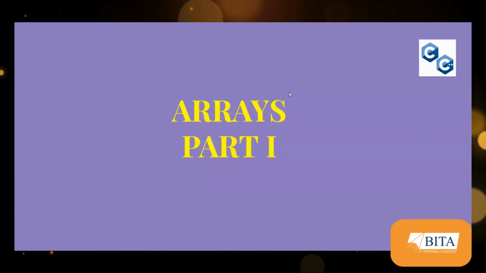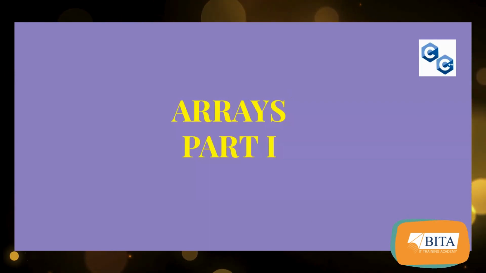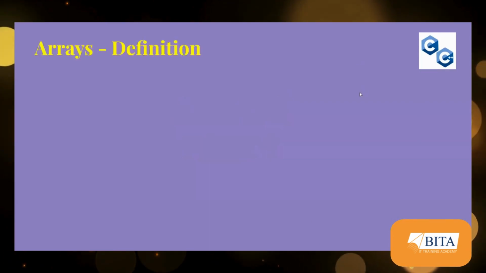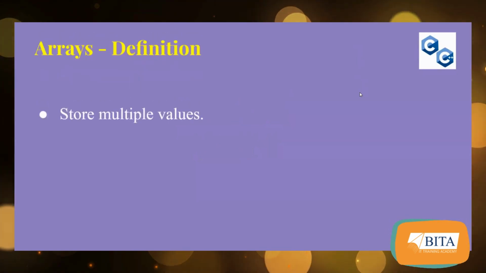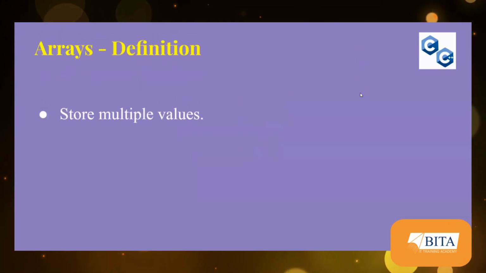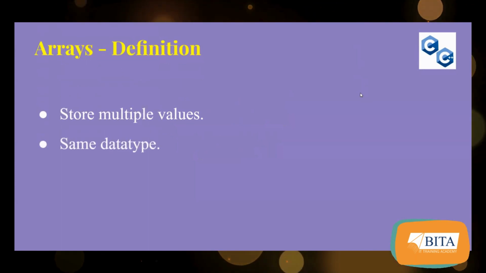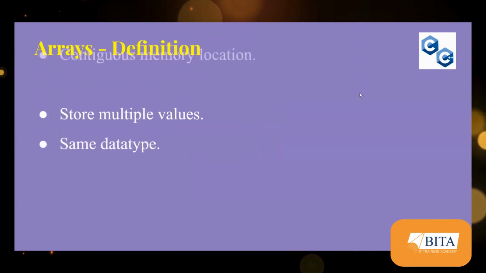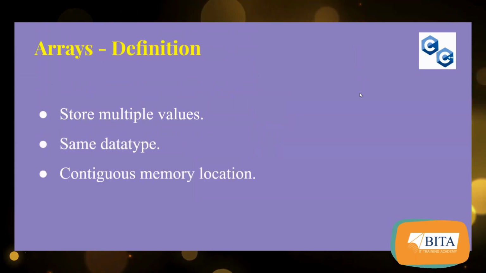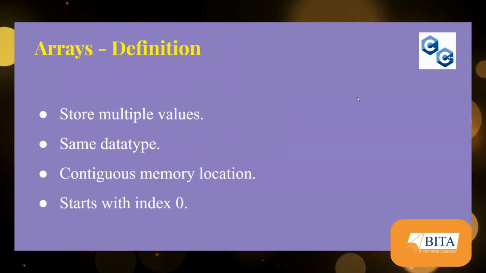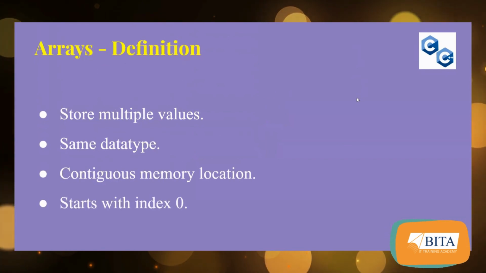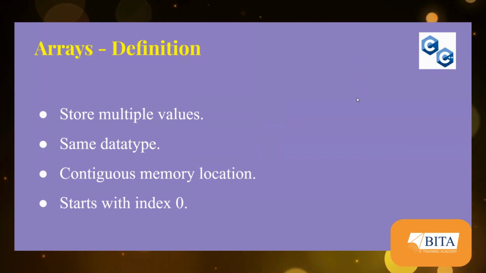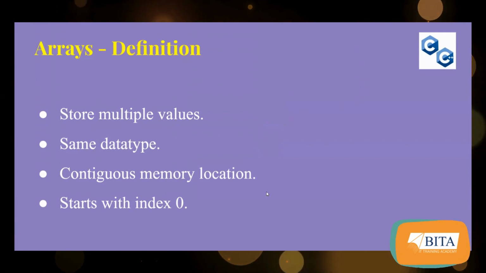Welcome back. We'll learn about arrays in this video. An array is a group of variables of similar data type, referred to by a single element name. They are stored in contiguous memory locations. The array elements are always counted from 0. The elements are accessed using the position of the element in the array.